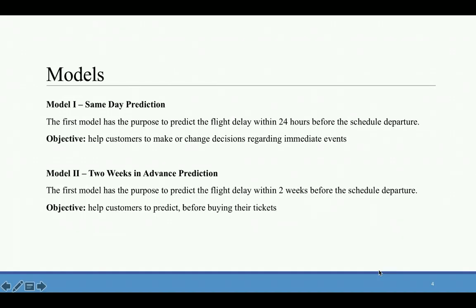We created two models. Model one is the same-day prediction. Its objective is to help customers make or change decisions regarding immediate events. And the second model is the 2 weeks in advance prediction, which has the objective to help customers predict delays before buying their tickets. The difference in the models is that in the second model we didn't add precise weather data. Instead, we put in a proxy for weather forecast.